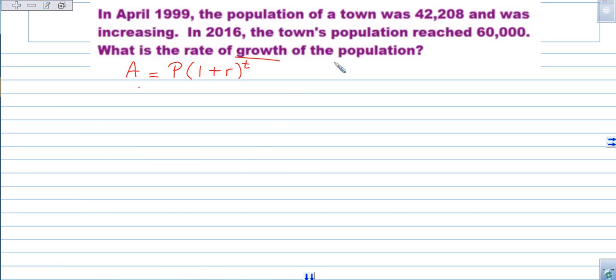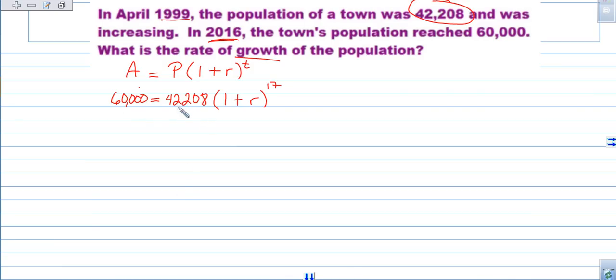Okay? So this is our initial amount, our P, so we got 42,208, okay? And we have 1 plus, and then our rate of growth is what we don't know, so that's going to be our r. Our t goes from 1999 to 2016, so that'd be 16 plus 1 more, which makes 17. And then we know our final amount is 60,000, okay?